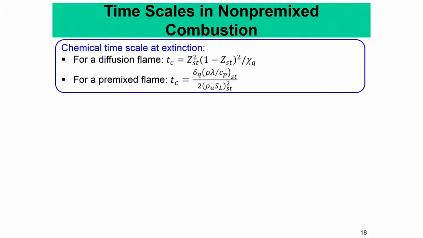Okay. So, time scales in non-premixed combustion: you just have a comparison between premixed and non-premixed flames. This is the time scale for non-premixed combustion, Z_st squared times (1 minus Z_st) squared divided by this scalar dissipation rate, and for a non-premixed flame there is a scalar dissipation rate at quenching. Of course, when you have a very high scalar dissipation rate, the flame will be quenched.